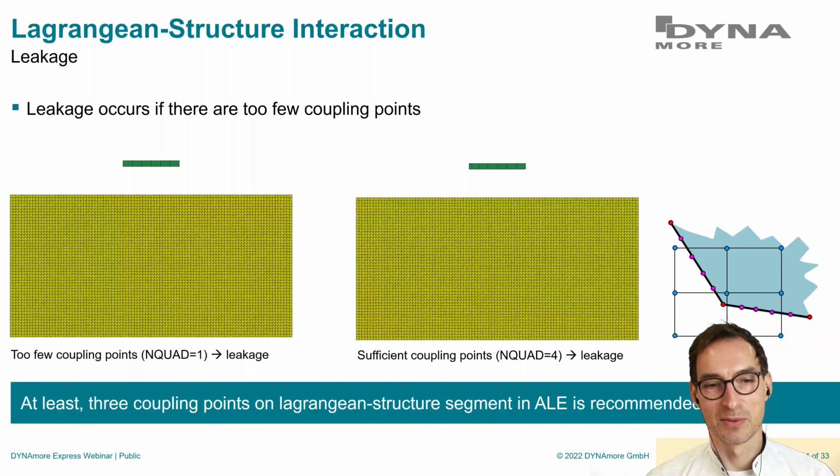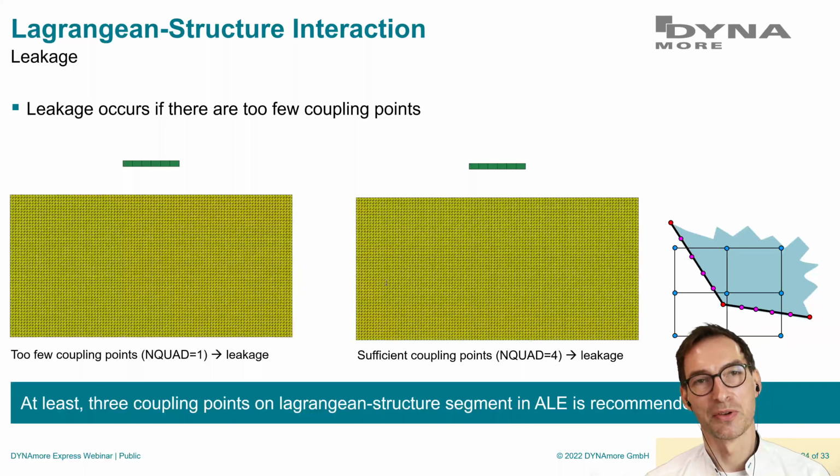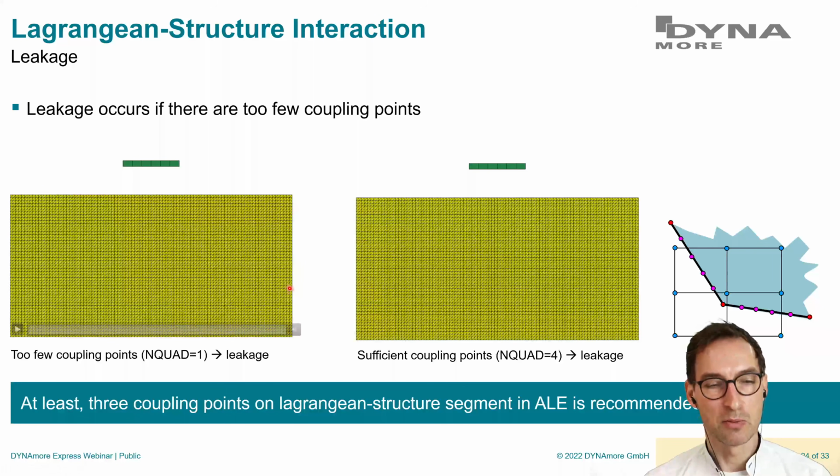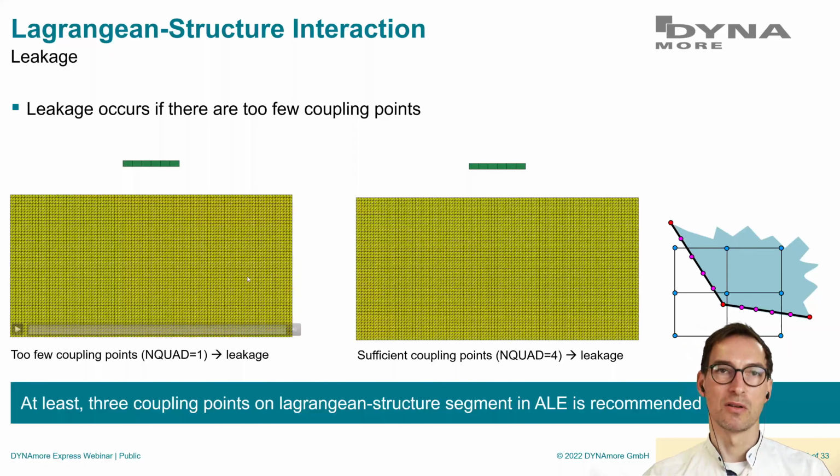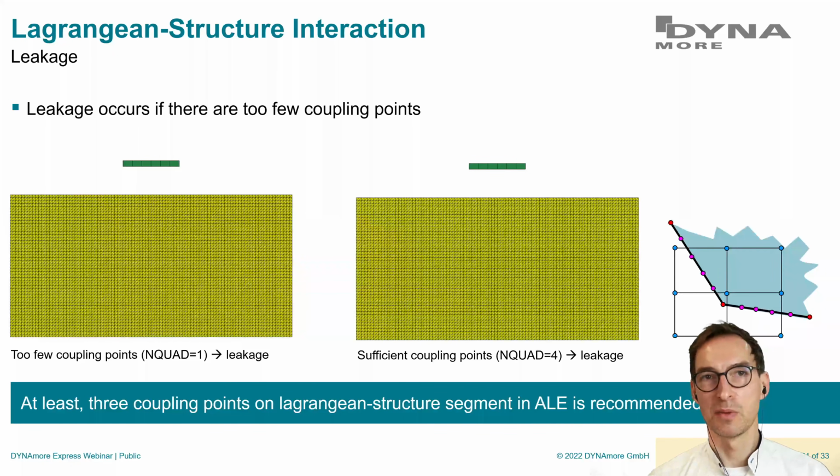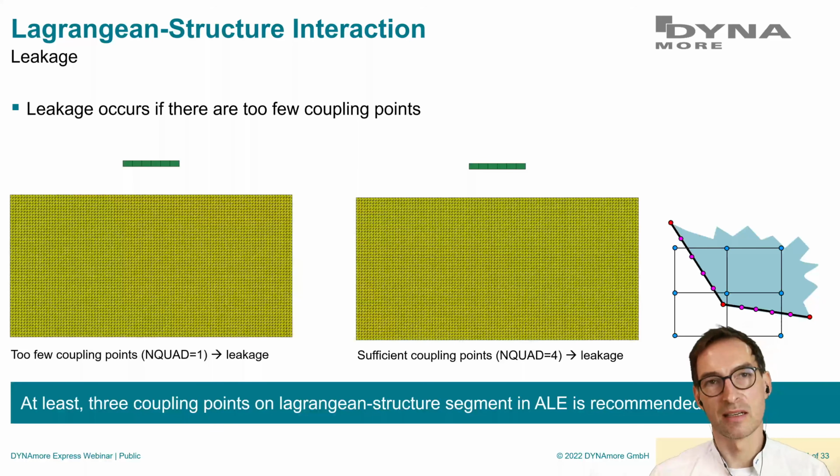Hopefully I answered this question. Exactly. So there's no boundary condition. That means whenever you have an ALE domain, material can move out of the ALE domain. So you have to apply boundary conditions in order to keep your material inside of your ALE domain.